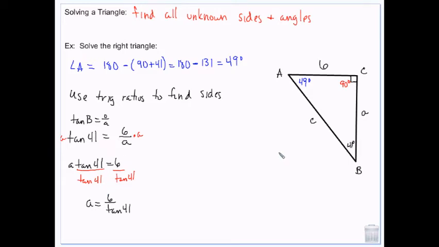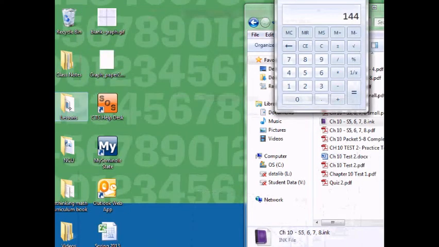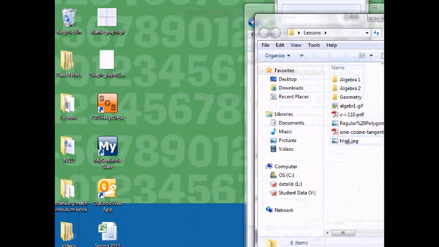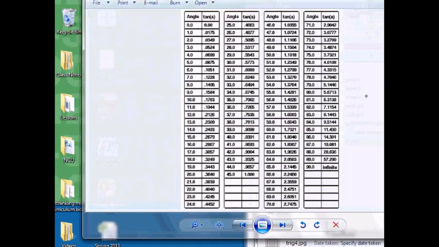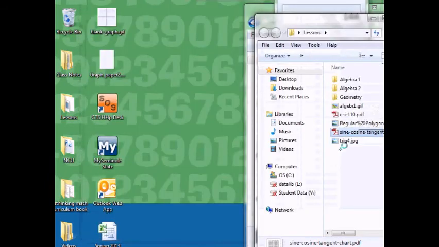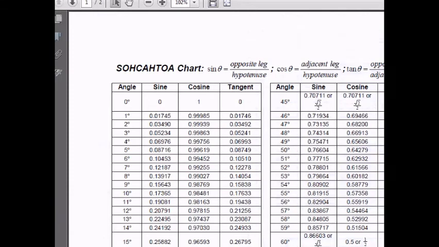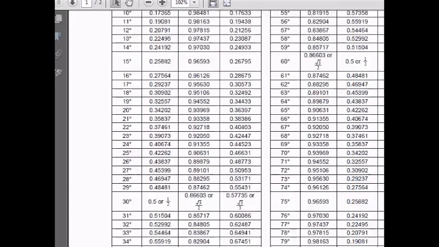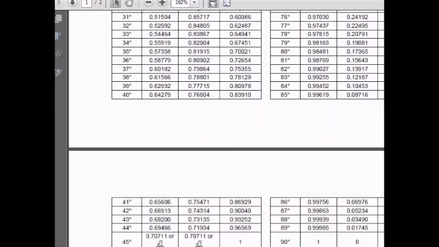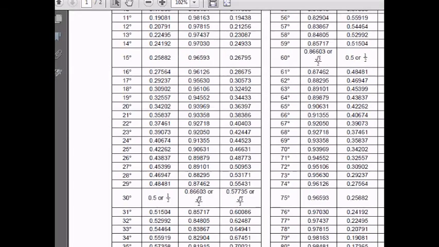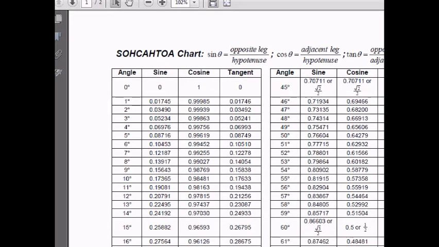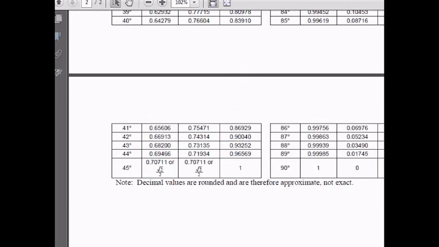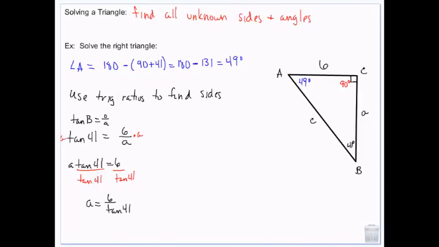So now you're going to go to your handy dandy chart. Remember how I gave you a chart? There's a trig chart. I don't remember which one I gave you guys. I think I gave you this one. Where's 41? Oh, here's 41. Okay. It goes sine, cosine, tangent. The tangent of 41 is this number right here, 0.86929. See that?